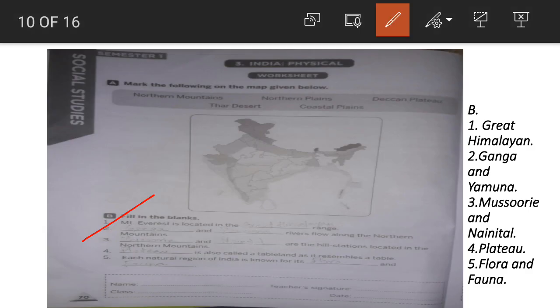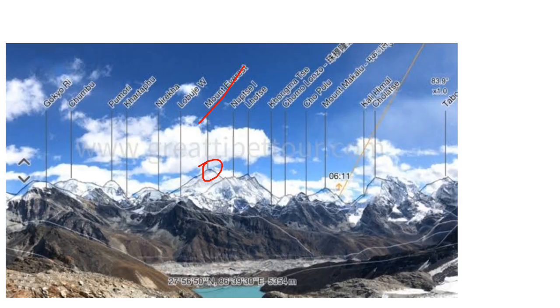Next, dash and dash are the hill stations located in the northern mountains. So we have to write any two hill stations which are located in the northern mountains. What do you mean by hill stations? It is a town or a city in the mountains that is known as a hill station.